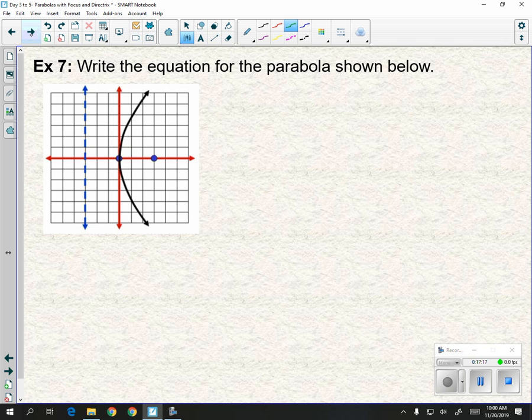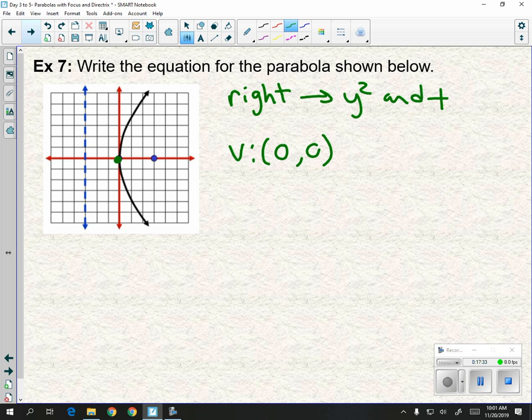For example 7, this one's also opening to the right. So we still have something that is y squared and positive. Our vertex is now at the origin again, which makes things much simpler. And your value of p, if you count to the right to the focus, that's 3. If you count to the left to the directrix, that's also 3. So p is equal to 3. We have y squared equals positive 4px.